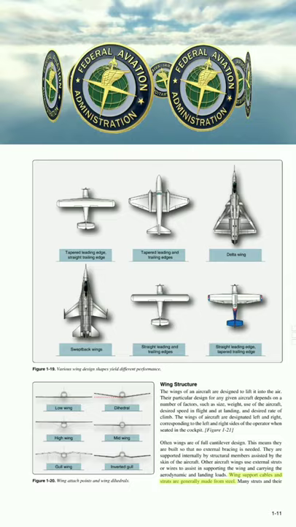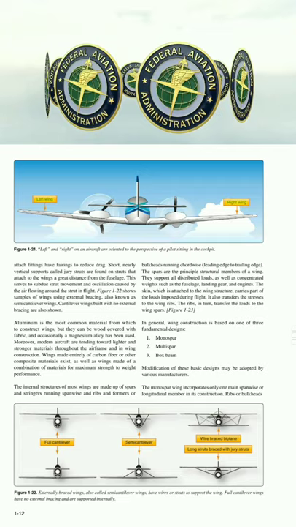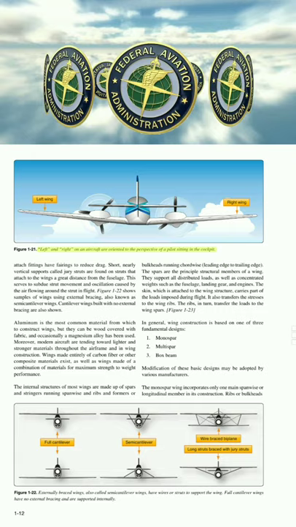Left wing, right wing. Figure 121. Left and right on an aircraft are oriented to the perspective of a pilot sitting in the cockpit. Attached fittings have fairings to reduce drag.